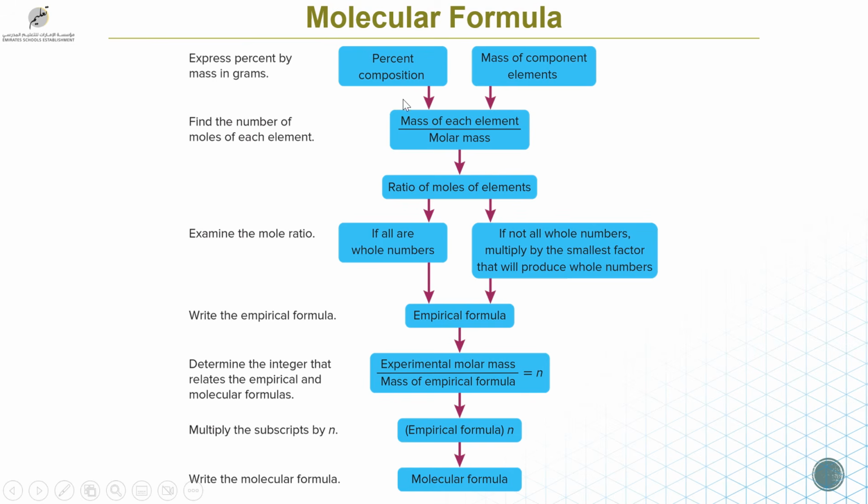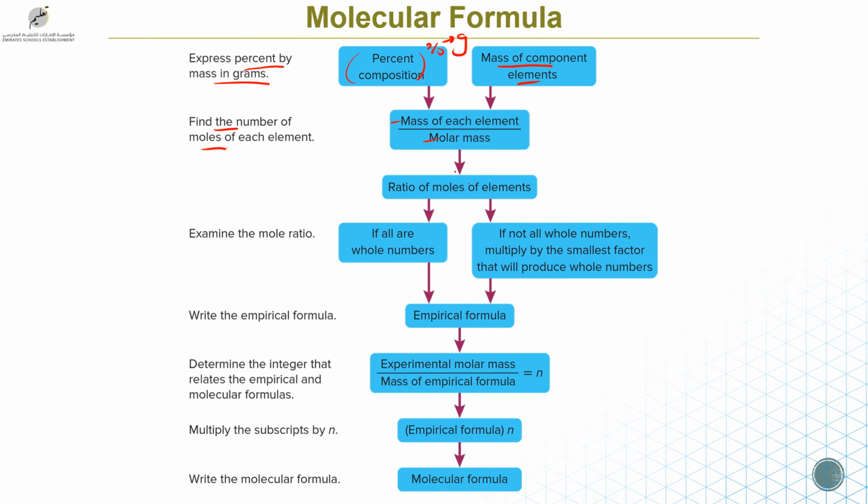Now, these are the steps you have in your book for finding the molecular formula. Remember, step 1 was to express percent by mass in grams. So if they give you the percent composition, consider it as grams, and find the mass of the elements. Step number 2, find the moles, so it's mass over the molar mass.